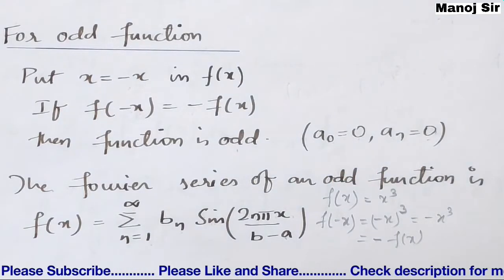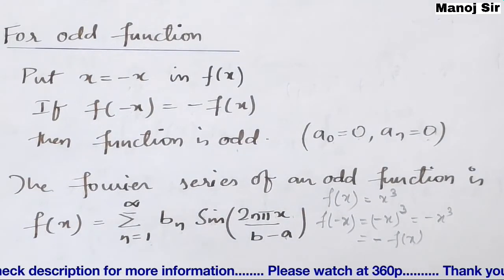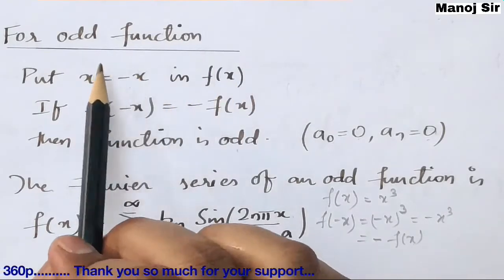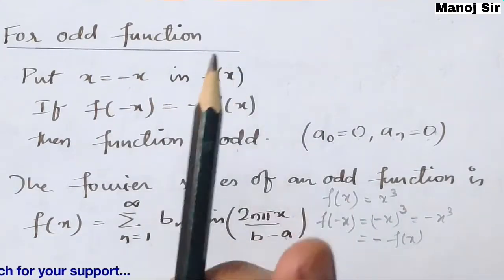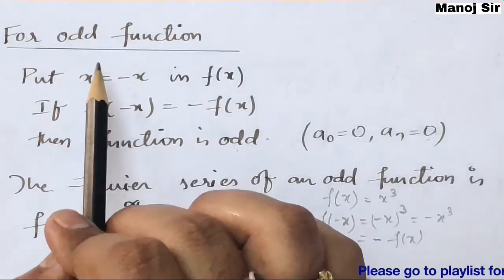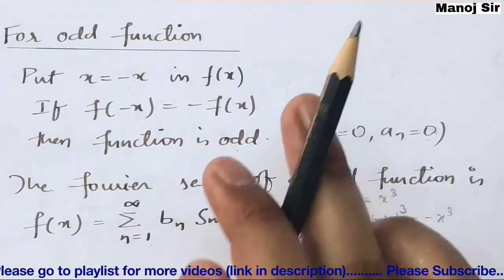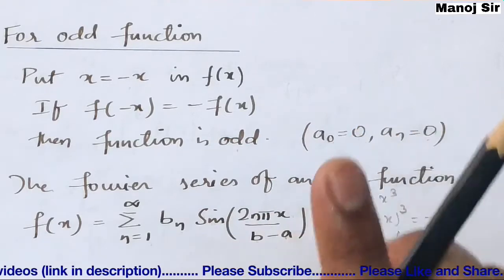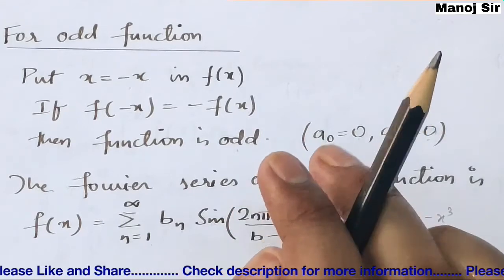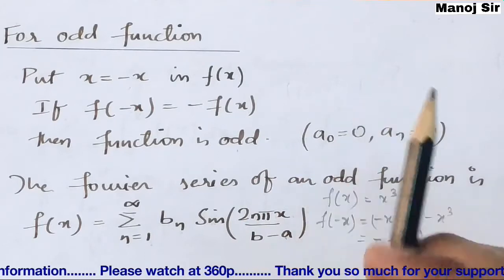Now there is one more thing that we need to discuss, the graph of odd functions. If the function f of x is an odd function, then the given function f of x is symmetric about origin. It is always symmetric about origin, and there is one more thing: it lies in opposite quadrants.